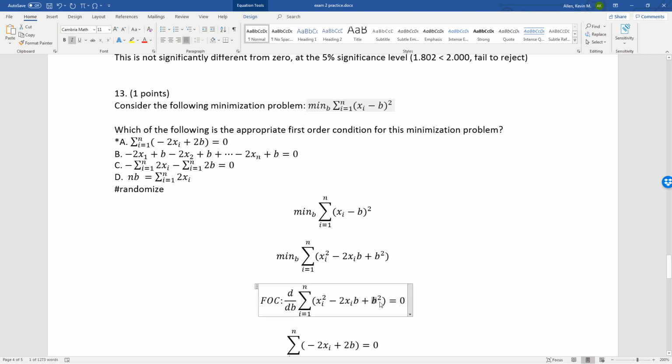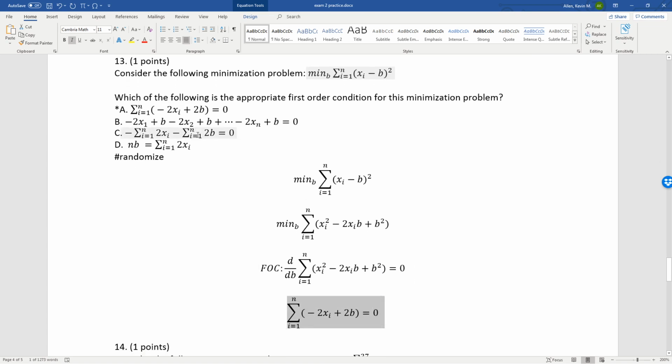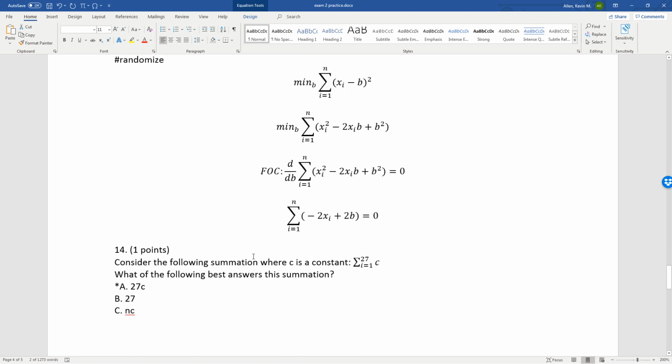And then the derivative of b squared with respect to b is 2b. So the answer will be the sum from i equals 1 to n of negative 2xi plus 2b. For me, this is A here, but again, your answers are going to be randomized. So I don't know which one it'll actually be for you in terms of A, B, C, or D, but this is the correct answer, and here's the work of how to get it.